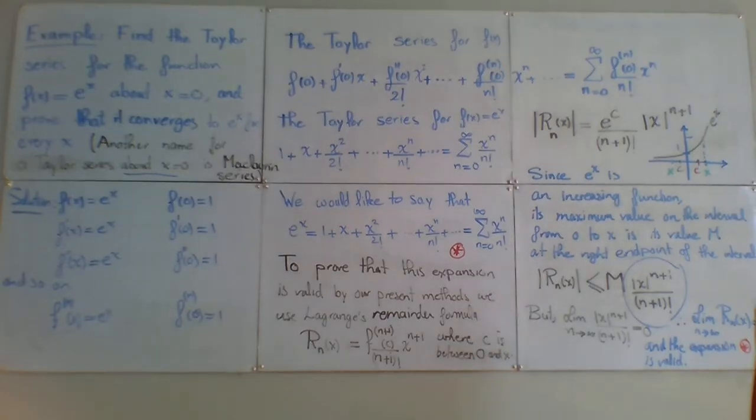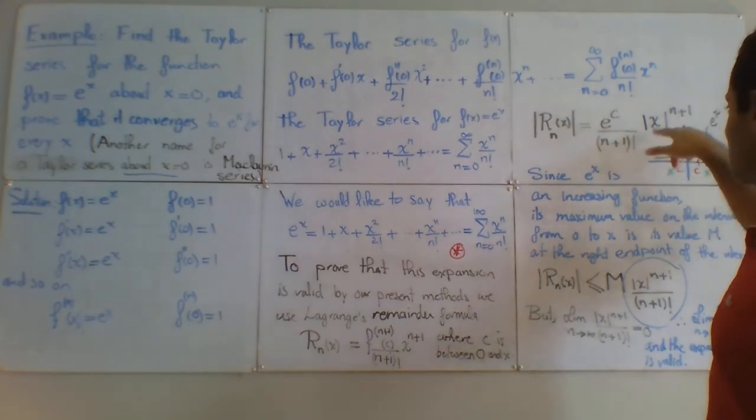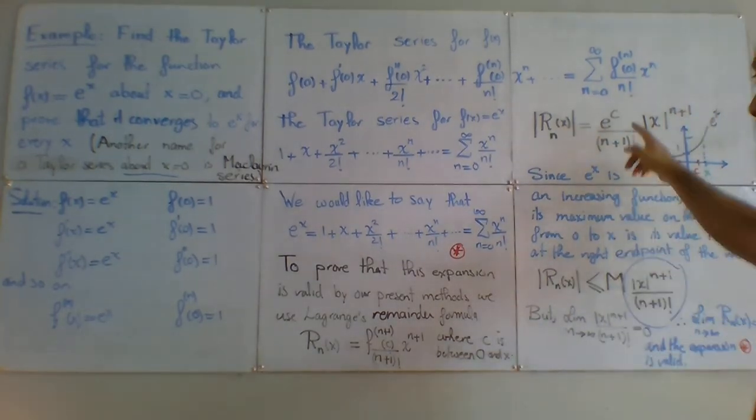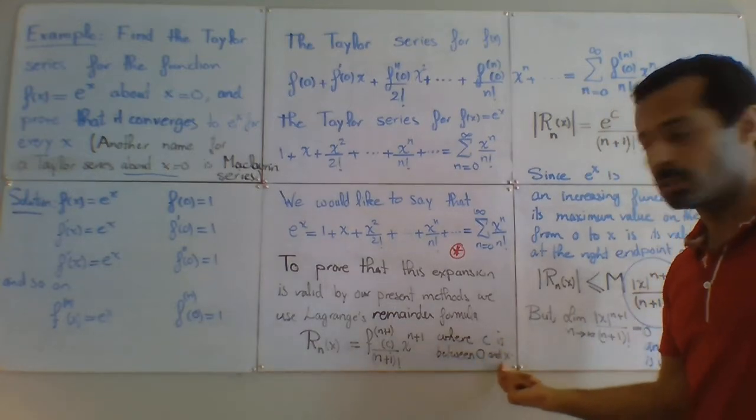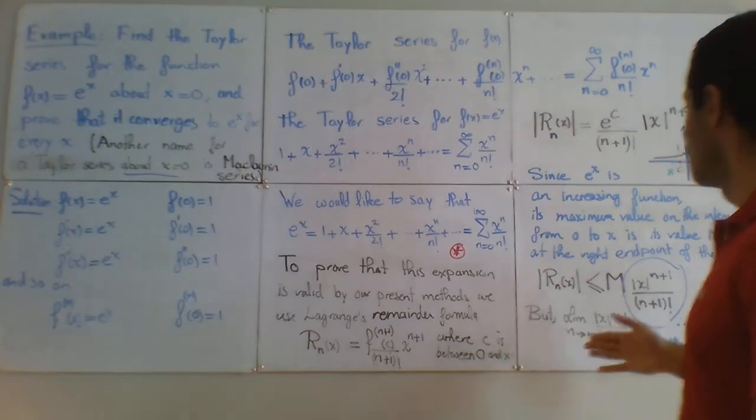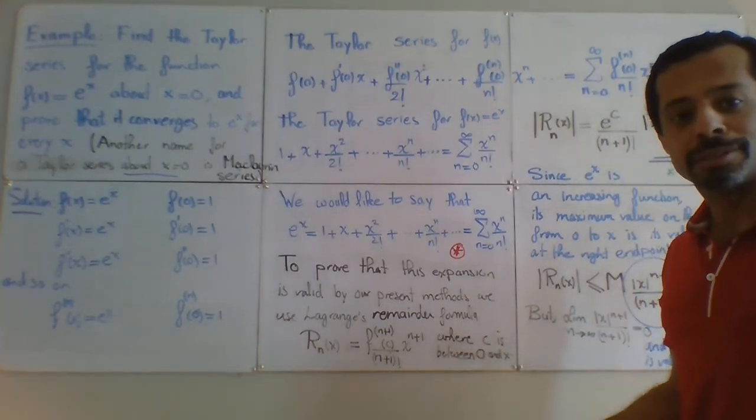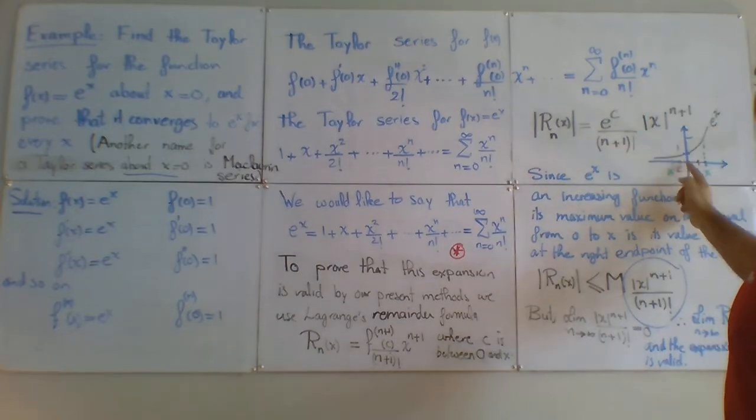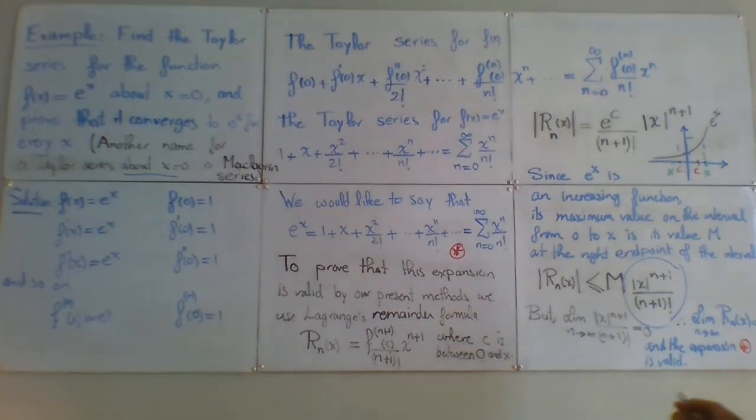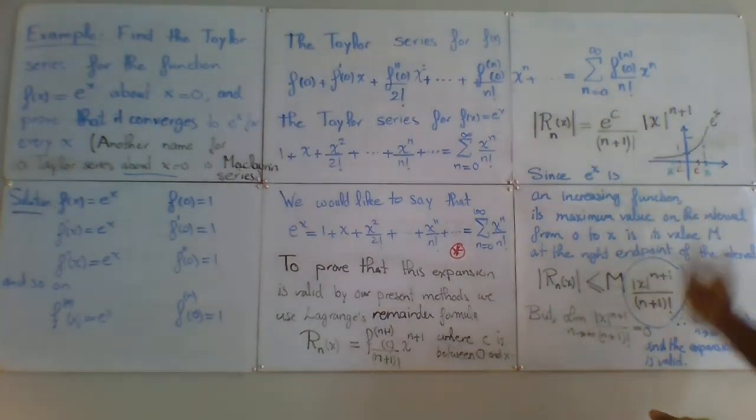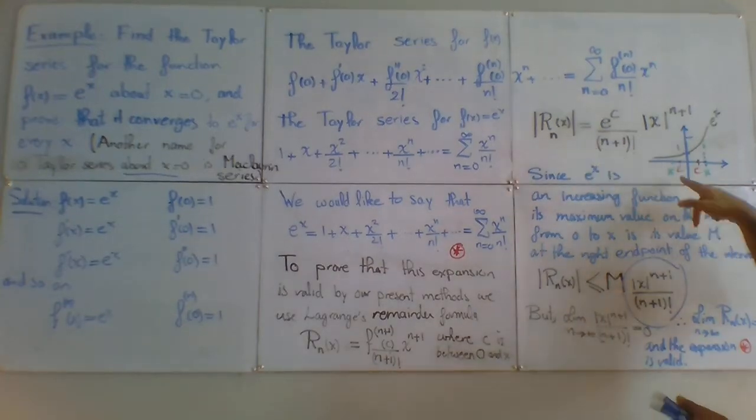But we have a small problem in showing that this limit goes to 0 as n goes to infinity. This e to the c, we don't know where it is exactly. We just know it's between 0 and x. X for the moment is fixed, but this c can change with n. For every new n, c changes position. It stays between 0 and x, but it takes a different value for every new n.